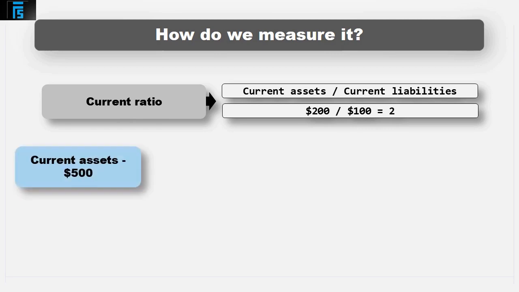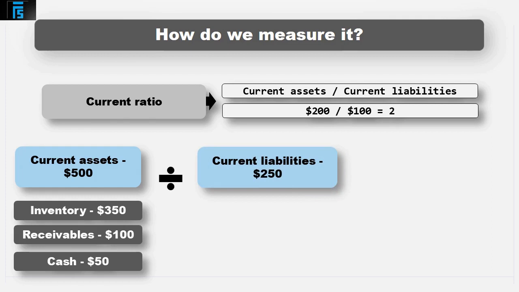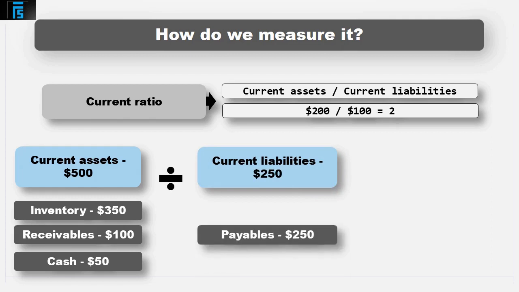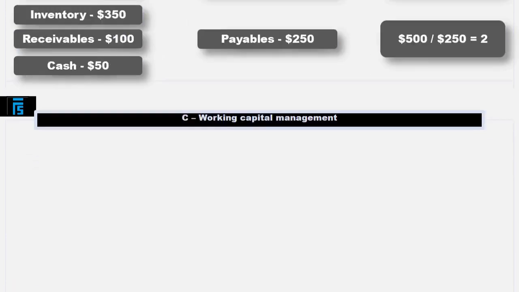Assume that a company has current assets of £500, comprised of cash of £50, receivables of £100, and inventory of £350. It also has current liabilities, represented by payables, of £250. As above, the current ratio is 2, that is 500 divided by 250. However, let's consider the practicalities of the situation.